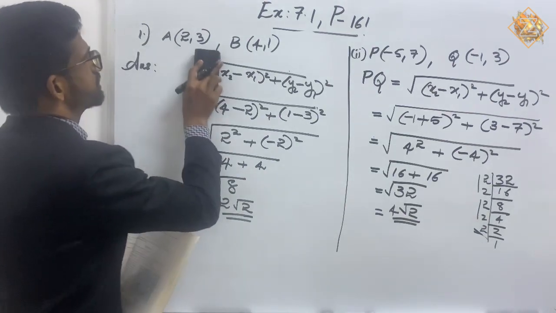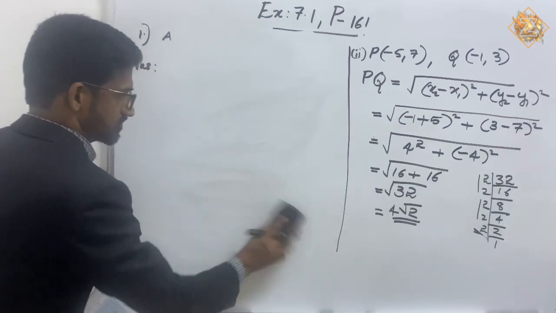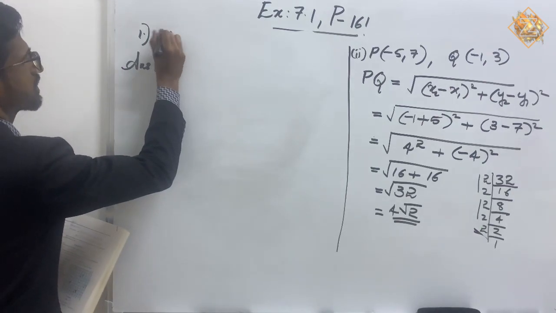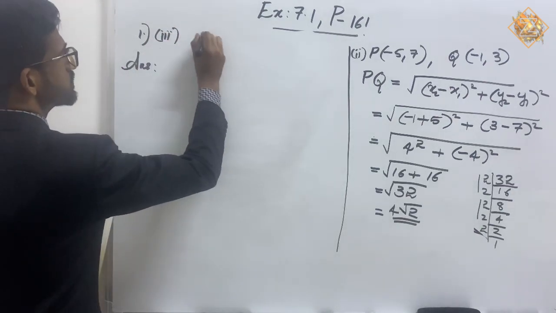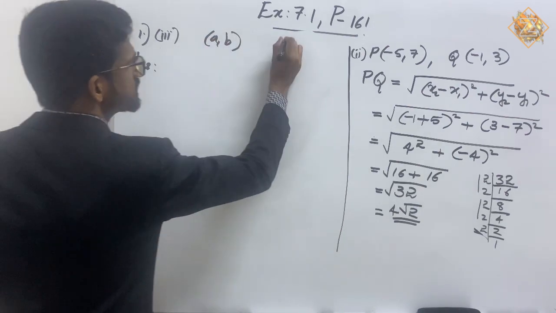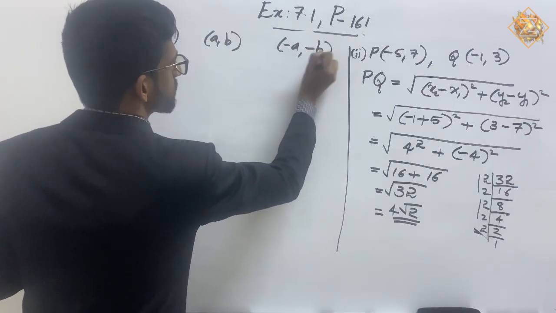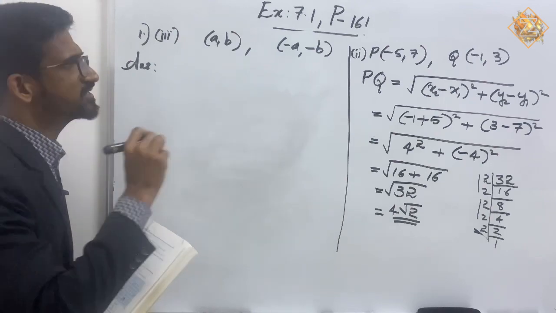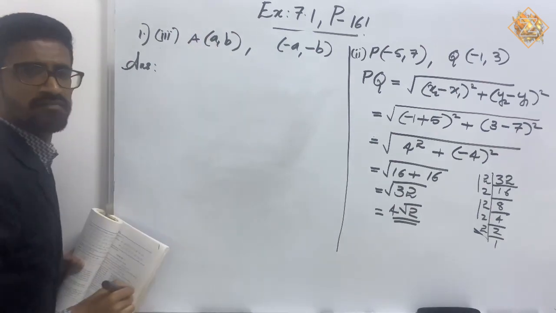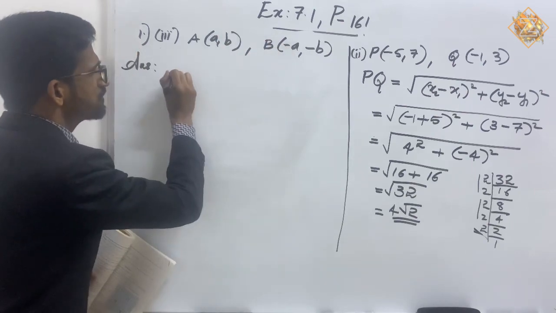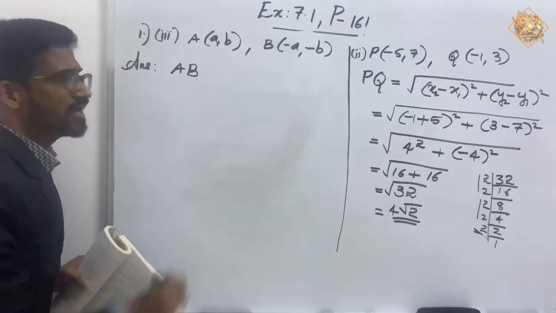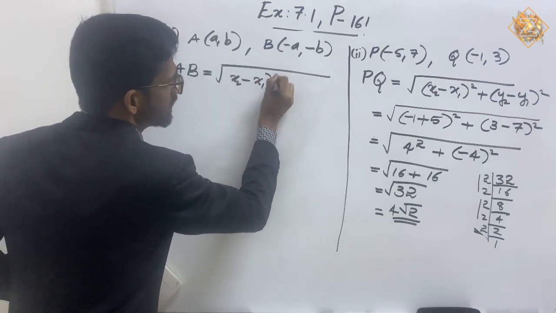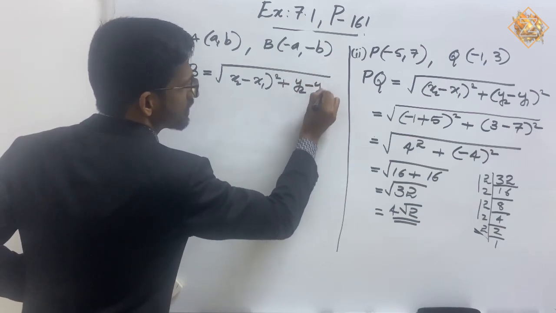Third question here, it is what? In this third question, we have (a, b). 2 points are given, (a, b) and (minus a, minus b). Okay, 2 points are given, (a, b) and (minus a, minus b). And the question is, find the distance between these 2 points. We can name them as, let A be one of the points, and the other point is B. Now we have to find the distance between these 2 points, that is AB. Applying distance formula here, we have root of (x2 minus x1) whole square plus (y2 minus y1) whole square.